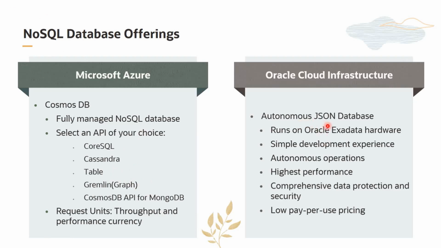OCI has Autonomous JSON Database that also runs on Oracle Exadata hardware. JSON support is integrated into Oracle Exadata to significantly speed up JSON processing. It offers developer-friendly document APIs and native JSON storage. It provides features like always-on encryption and automated patching. Oracle Data Safe is also included with Autonomous JSON Database. So basically you can perform elastic scaling of compute and storage resources independently without downtime, and it is combined with per-second billing, which creates a pay-per-use pricing model.